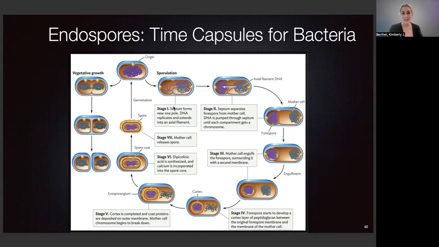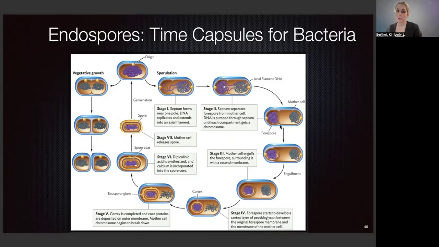Step one, we get this septum. This is the beginning of separation between two cells, and our DNA begins replicating. So we go into a copy of our DNA here. Following replication, septum separation continues, and we keep separating out our DNA more and more. It's being pumped through the septum so that we have an equal concentration of DNA between both cells. This looks like a typical binary fission example that we're seeing here.